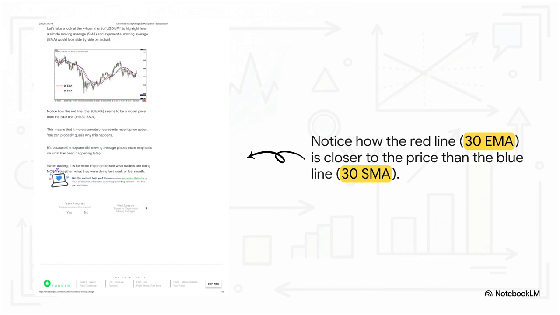Can you see how that red line just hugs the price candles so much more tightly? It follows all the recent twists and turns, while that blue SMA line is kind of slower, a little lazier, and further away from where the action is happening right now.